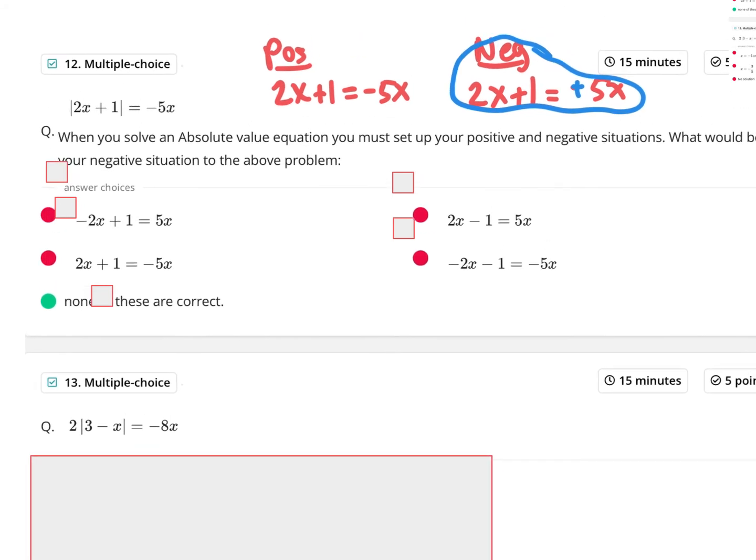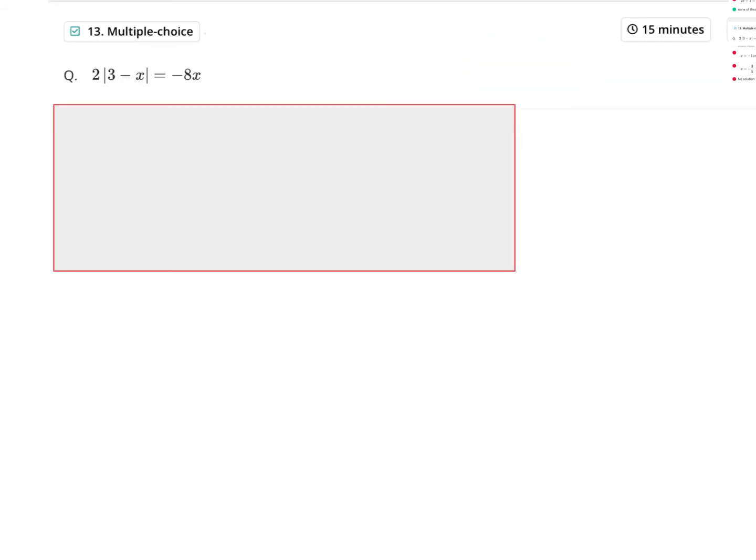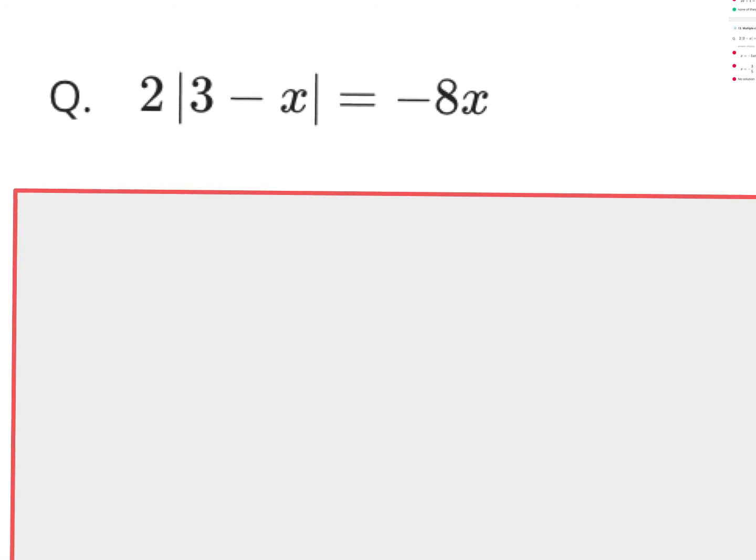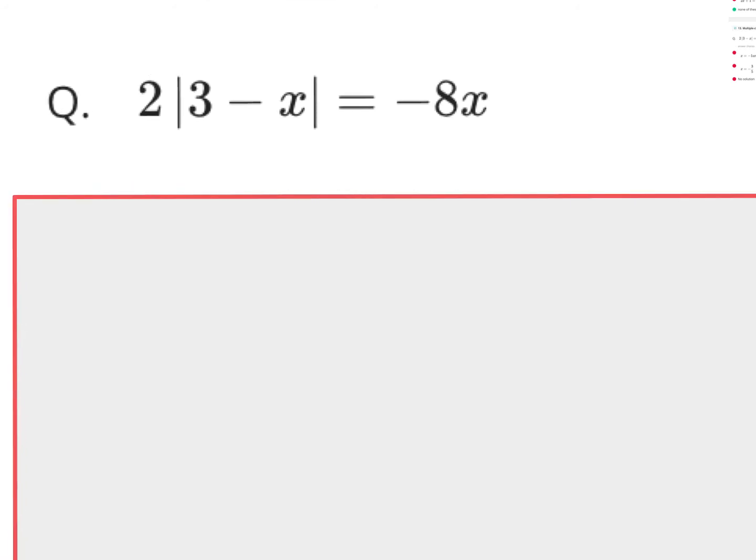Let's move on, number 13. We need to solve. It's an absolute value equation. So we need to set up our positive situation and our negative situation after it's isolated. Remember, first step is to isolate your absolute value. What do we have here?